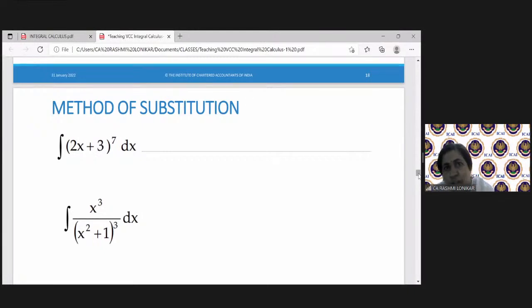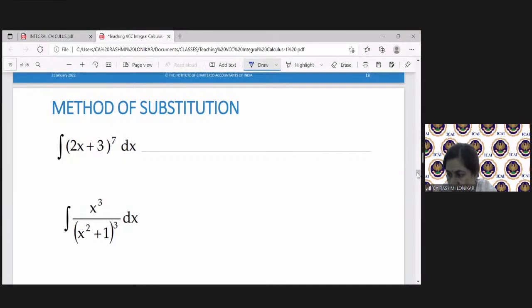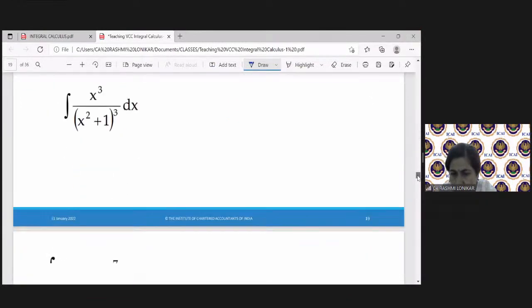Okay, and when the method of substitution is easier, we will use the method of substitution. When the expansion method is easier, we will use expansion. If it is 2 to 3 terms, I can easily expand and then I can get the answer. But here it is 2x plus 3 raised to 7, so I'm using the method of substitution.